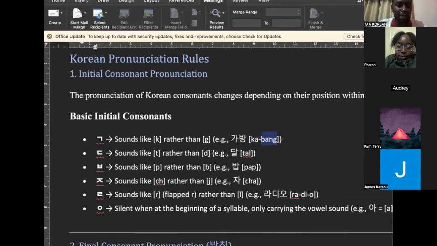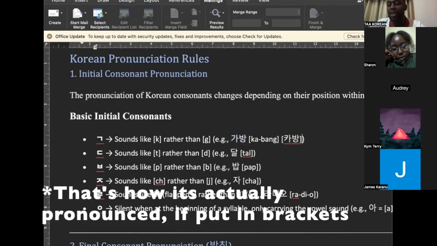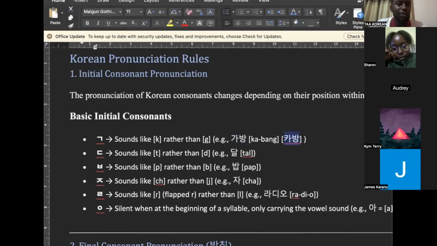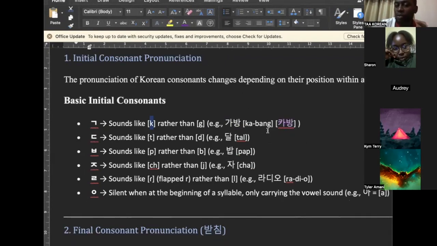Let me write these in Korean characters to show you what a K actually looks like. If I were to write kabang in Korean characters, it would look like this. But we don't spell it like this. We spell it like this. This is the proper spelling. When I put something in brackets, that's how it's actually pronounced, just to not confuse you guys. Let me add the color purple. So these are the pronunciation rules. In the initial consonant position it actually sounds like K rather than G. In the middle of the word, it still sounds like a G. Let me be clear. But at the beginning, it sounds more like a K than a G.